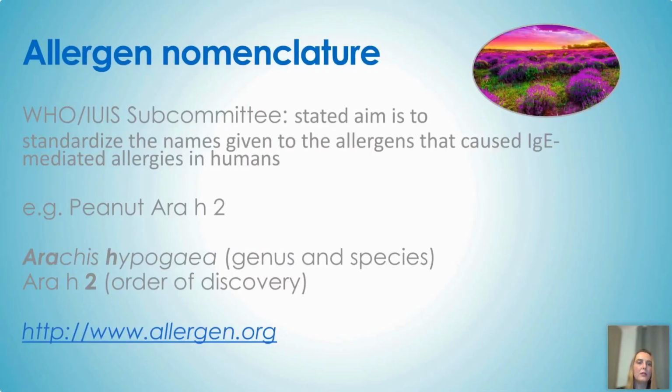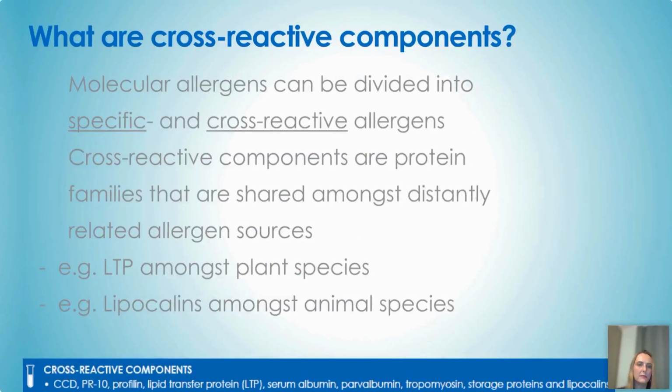Then just looking at the allergen nomenclature, the WHO and the IUIS subcommittee's stated aim is to standardize the names given to the allergens that cause IgE-mediated allergies in humans. So, for example, for peanut, we have Arachis hypogaea, which is the genus and the species, and then 2 is the order of discovery. So all allergens have their specific names.